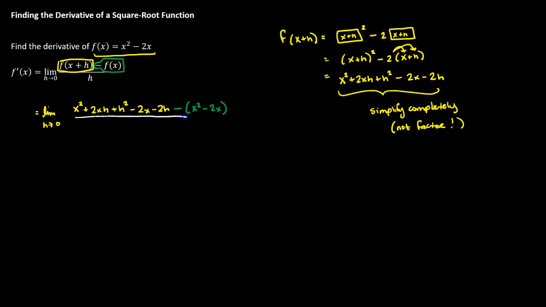And then lastly, for my difference quotient, I know that I need to have an h in the denominator. And now we're ready to simplify. If I distribute this negative, then instead of having minus parentheses, I can write this as minus x squared plus 2x. And then I can see that I have a positive x squared and a minus x squared. Those guys cancel off. And I have a minus 2x and a positive 2x. Those guys cancel off. So then I'm left with 2xh plus h squared minus 2h all over h.